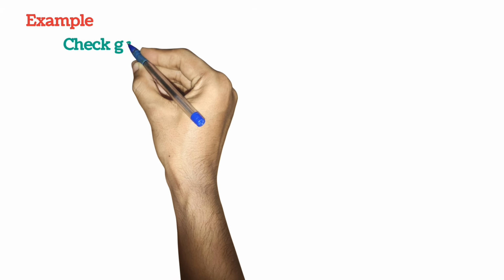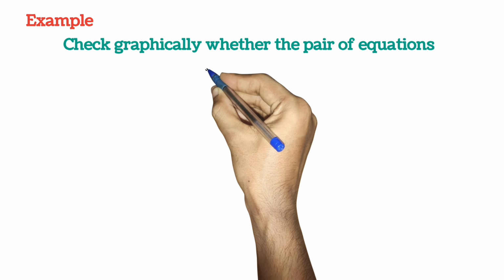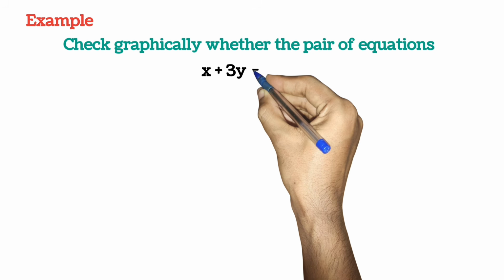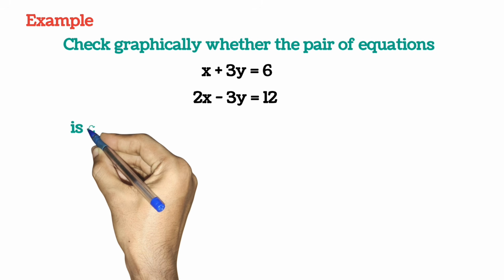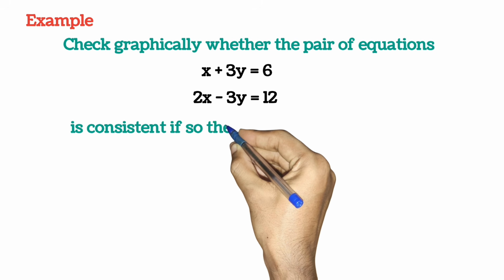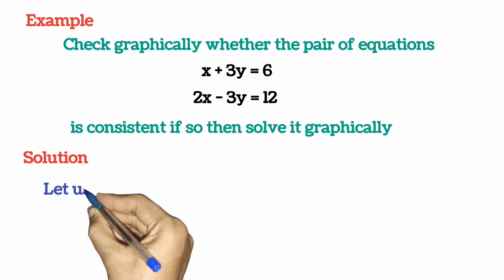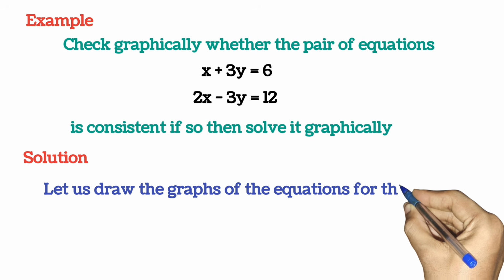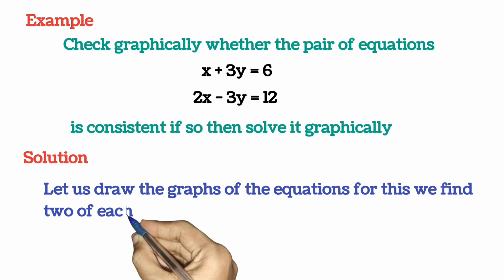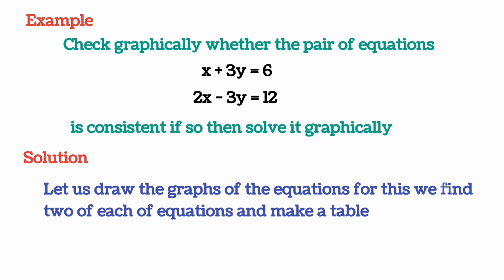Now look at an example. Check graphically whether the pair of equations x plus 3y equal to 6 and 2x minus 3y equal to 12 is consistent. If so, then solve it graphically. Now the solution. Let us draw the graphs of the equations. For this, we find two zeros of each of the equations and make a table.